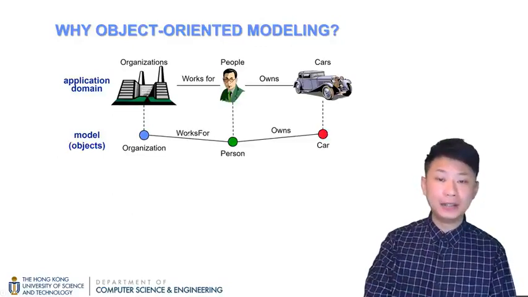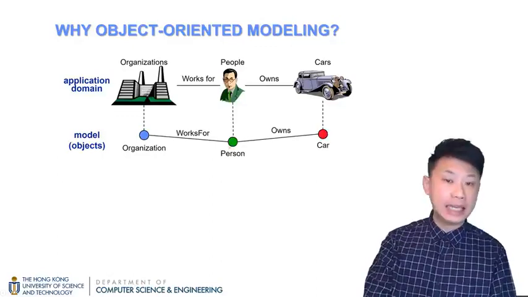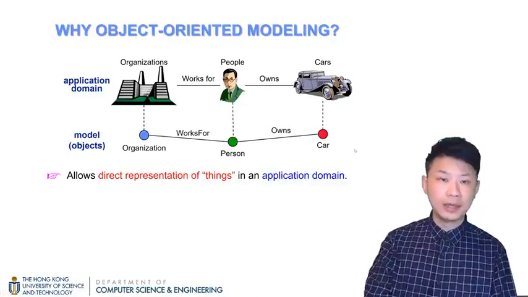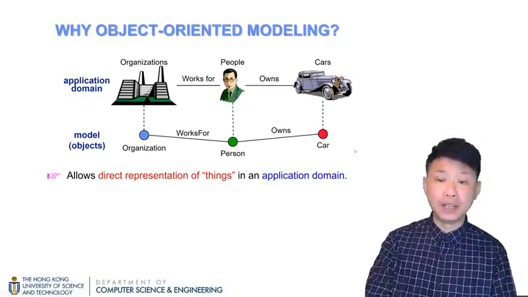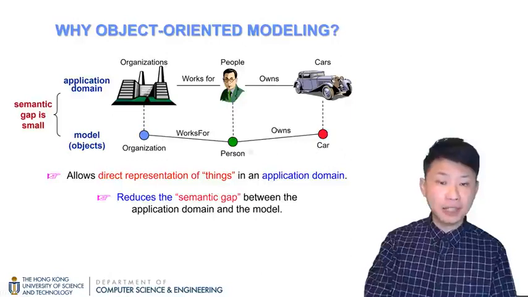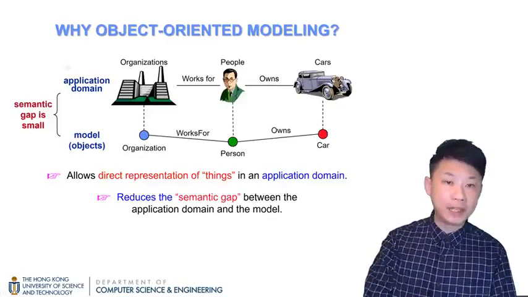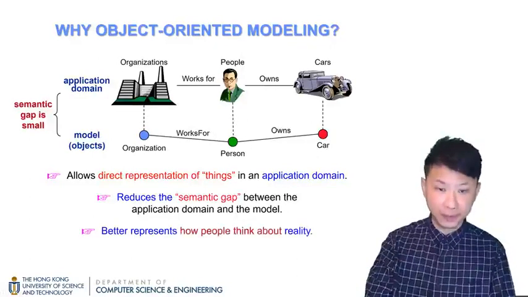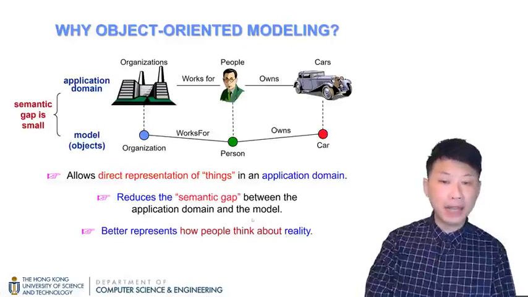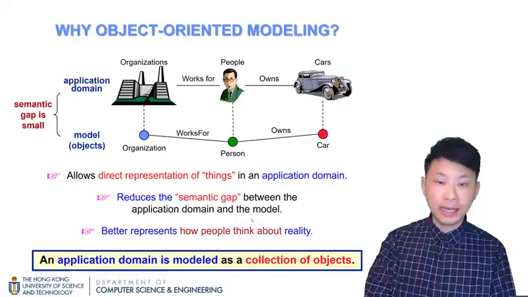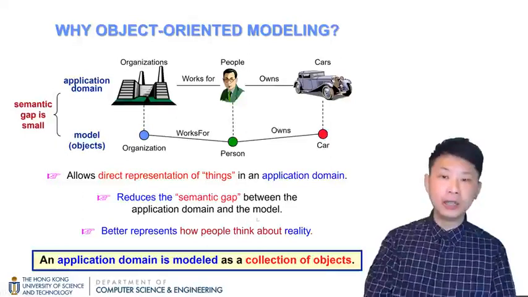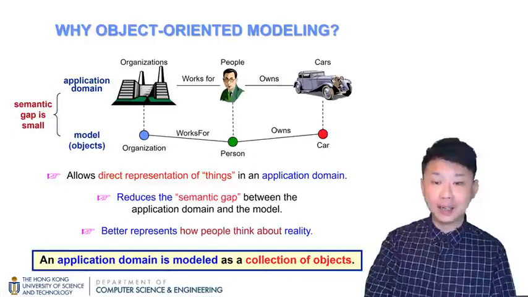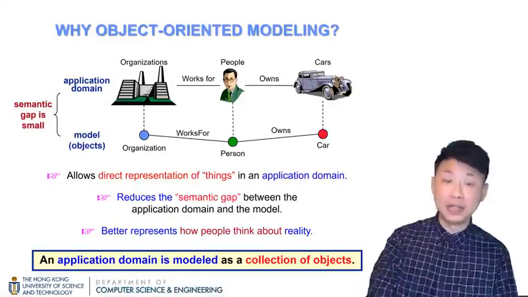We connect them together using associations. For example, a person works for an organization, and a person owns different cars. So it's natural to represent things within the application domain using objects, and it reduces the semantic gap between the application domain and the model, because it's natural to map things as different objects. It also better represents how people think about reality. That's why in this lecture, we're going to talk about how we can use a class diagram to capture a collection of important objects that we have within the application domain.